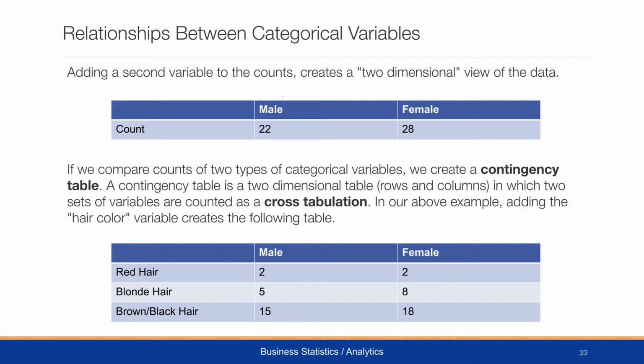In our above example, we can add hair color, and it creates the following table. Let's assume that we had this data where we had red hair, blonde hair, brown, and black hair, and we just group everybody together. There's 2 and 2 and 5 and 8 and 15 and 18. This is our contingency table of gender to hair color.